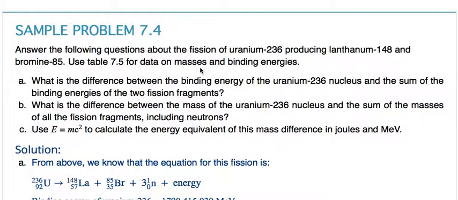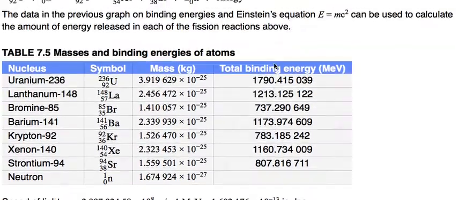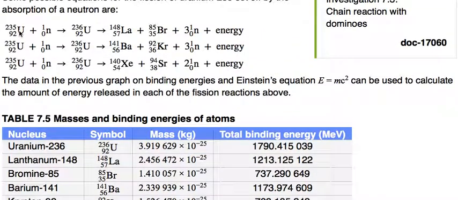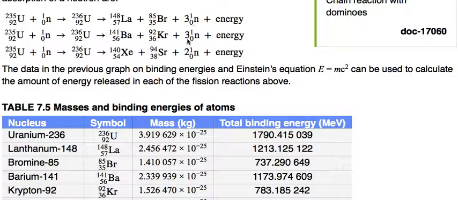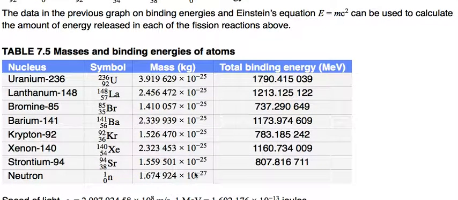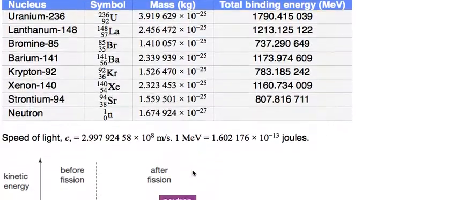This is sample problem 7.4 that's in your text. I just wanted to go through it. What it's doing is asking you to find differences in binding energy, then differences in mass, and finally energy equivalents for one of the fission reactions that we looked at, the top one here: this uranium 235 turning into 236 and then turning into lanthanum and bromine, and 3 neutrons, which are important because the neutron contributes something to mass.